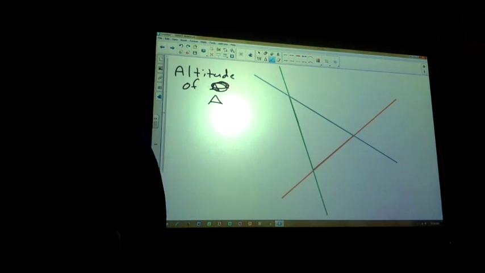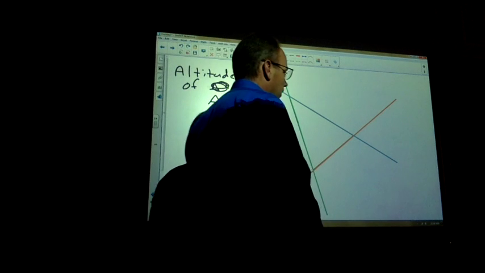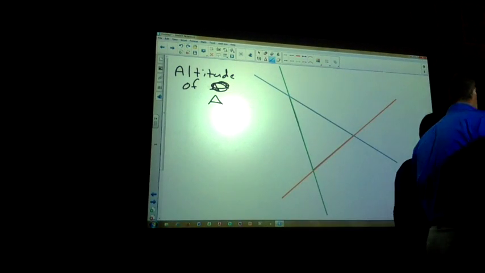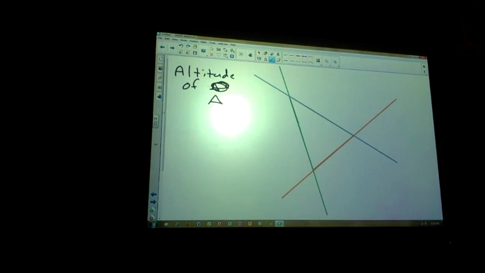That's the first step as far as finding the altitude. So I extend all the sides of my triangle. Okay, because the altitude a lot of times is going to be the height. It's how tall it is. It could happen outside of it. Does it have to happen outside of it? Not all the time.